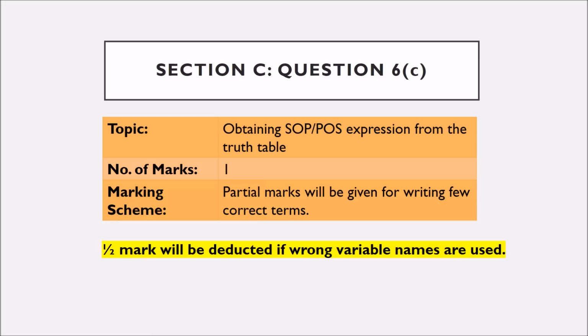Question number 6C is of 1 mark and is based on obtaining SOP or POS expression from the truth table. Partial marks will be given for writing a few correct terms. Half mark will be deducted if wrong variable names are used. So please be careful.